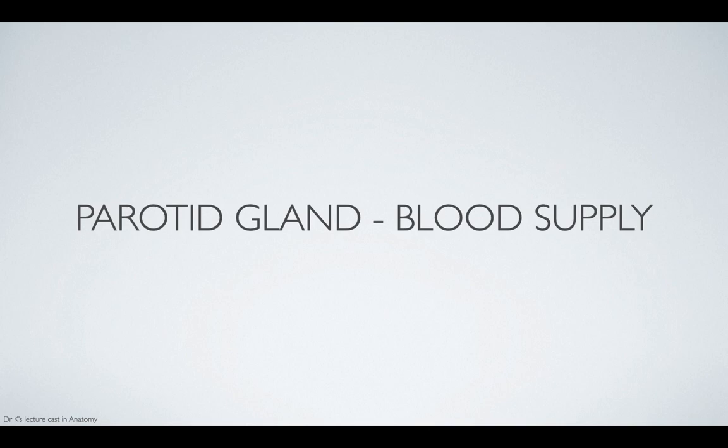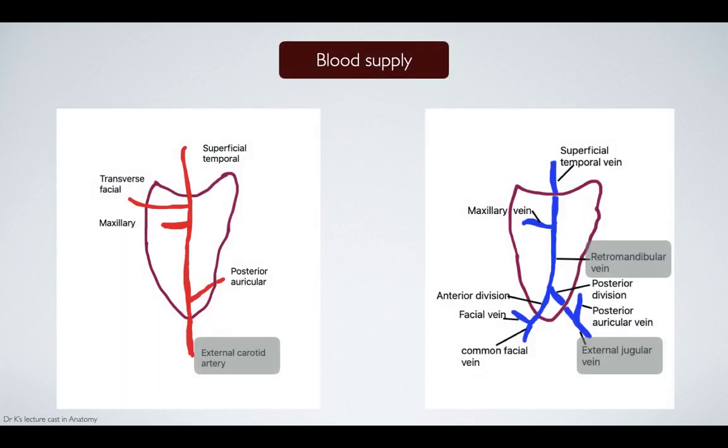Parotid gland blood supply. Will you be able to say what could be the blood supply of the parotid gland? Any guess? We can easily say because we saw the structures within the parotid gland, glandular tissue. What structures did we see? We saw one artery, the external carotid artery, and we saw one vein, the retromandibular vein.